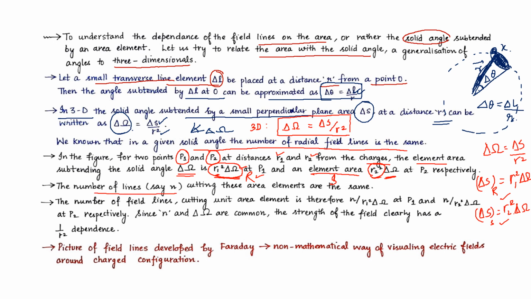The number of lines, say n, cutting these area elements is the same. Though they are away, as we have defined, it will remain the same. The number of field lines cutting a unit area element is therefore n divided by the area, del S. Okay, at P1 we have taken r1 and at P2 it is taken r2 respectively. Since n and del omega are common, see, these values are the same for any distance.